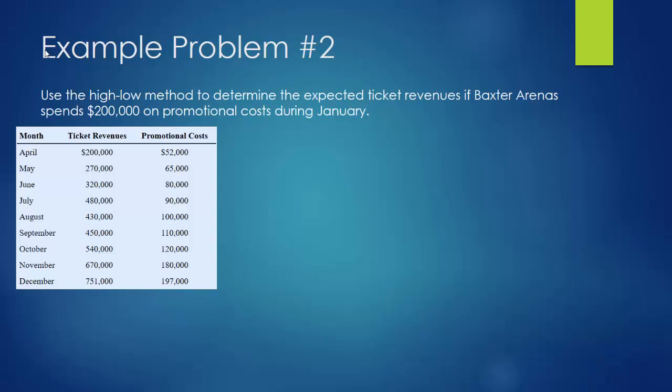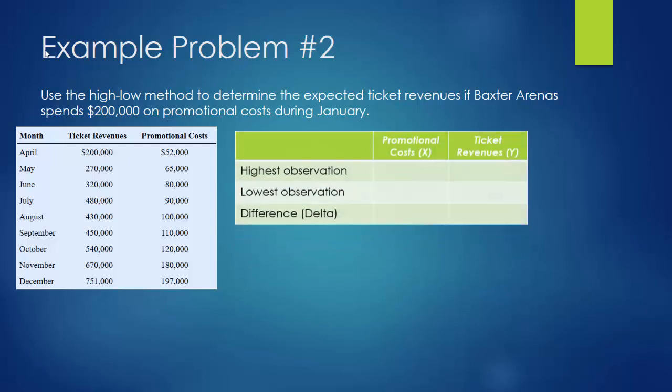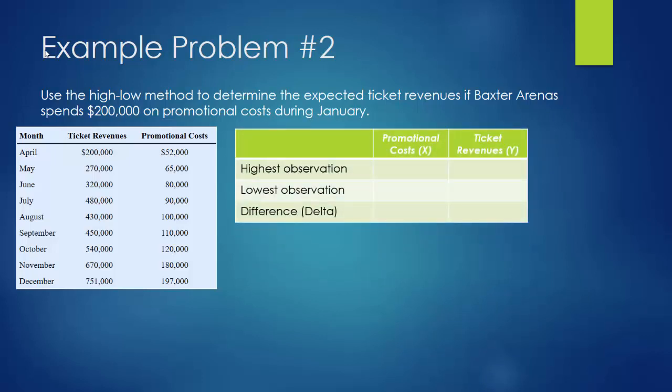Well, let's use this information and the high-low method to determine the expected ticket revenues if Baxter Arenas spends $200,000 on promotional costs during January. Again, we got our high-low table. Highest observation of X that we have in here. Well, what is our X? X makes Y change. We're saying that the promotional costs change the amount of ticket revenues that we have. So our highest observation of X is at $197,000 in promotional costs that we spent during December. And the highest observed level of ticket revenues was $751,000.